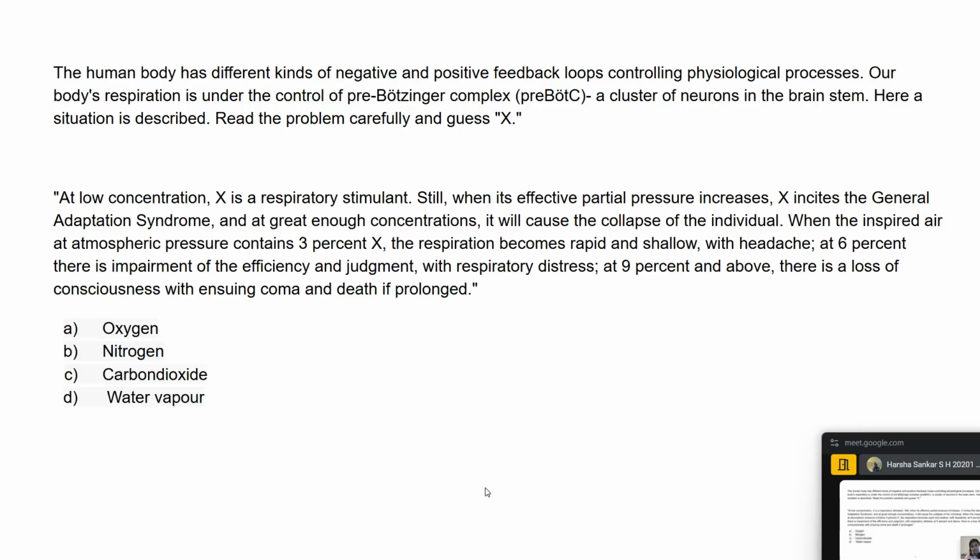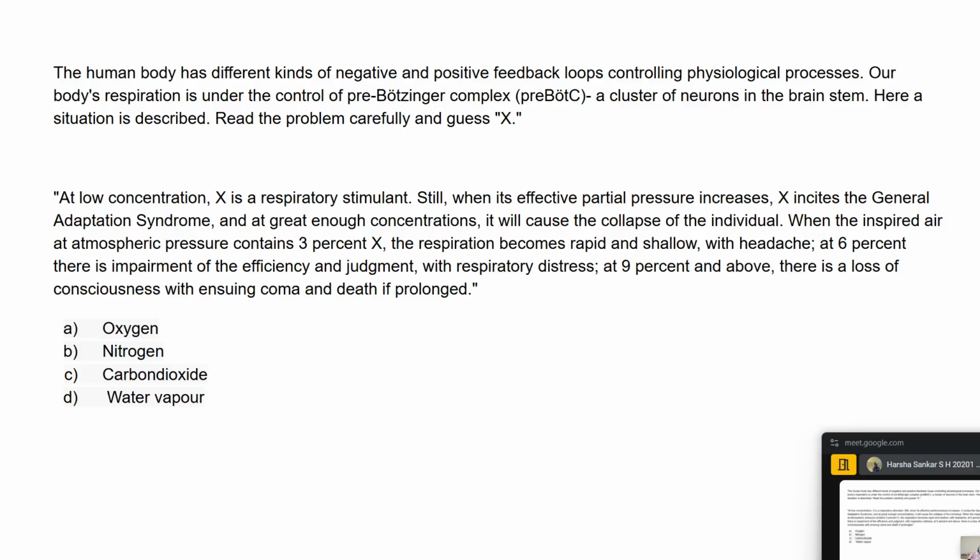Next question. The human body has different kinds of negative and positive feedback loops controlling physiological processes. Our body's respiration is under the control of the pre-Bötzinger complex, a cluster of neurons in the brainstem. Here, a situation is described. Read the problem carefully and guess X. So we have to read the statement and guess what they are talking about. At low concentration, X is a respiratory stimulant.